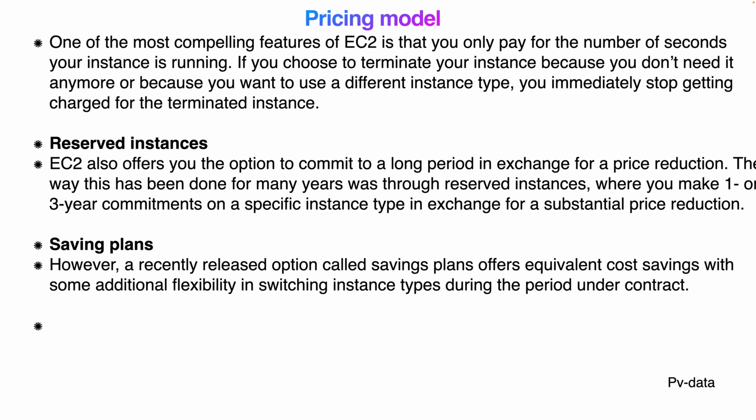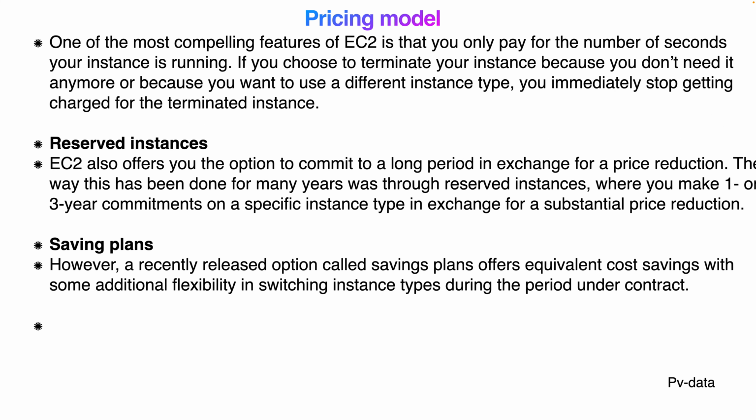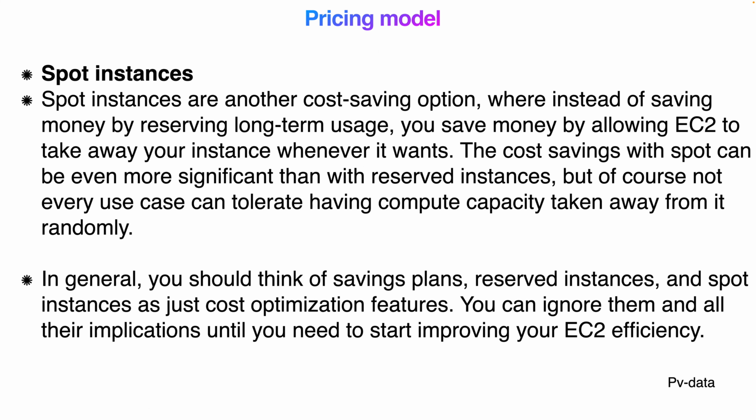Reserved instances: EC2 also offers you the option to commit in exchange for a discount. With reserved instances, you reserve, say, 100 instances, and they will be reserved even if you are not using them. You make a one to three year commitment to a specific instance in exchange for a subsidy. Savings plans, the more recent reserved option, offer equivalent cost savings with some additional flexibility, such as switching instance types during the period of the contract. So with savings plans, even after your contract is signed, you can still use the flexibility.